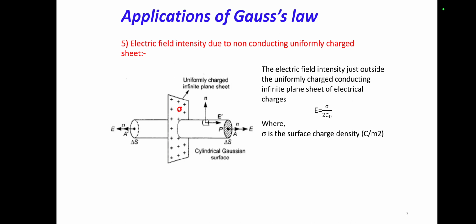Here the electric field intensity is shown in two directions. The electric field intensity just outside the uniformly charged infinite plane sheet is given by E equals sigma upon 2 epsilon naught, where sigma is the surface charge density. That means it is a two-dimensional density, and its unit is coulomb per meter square.